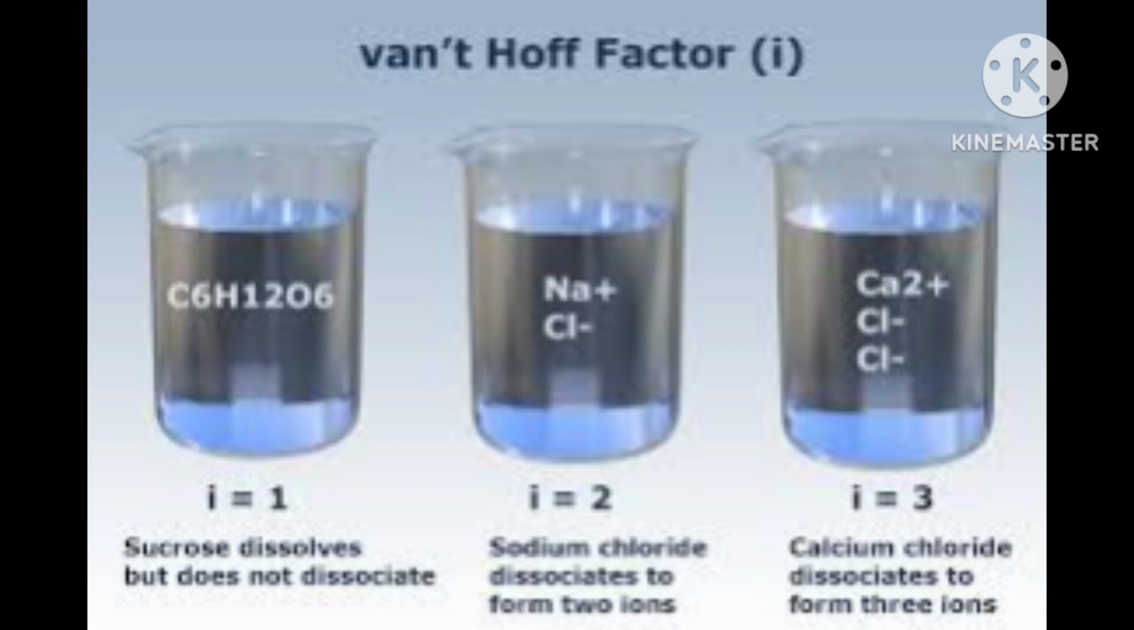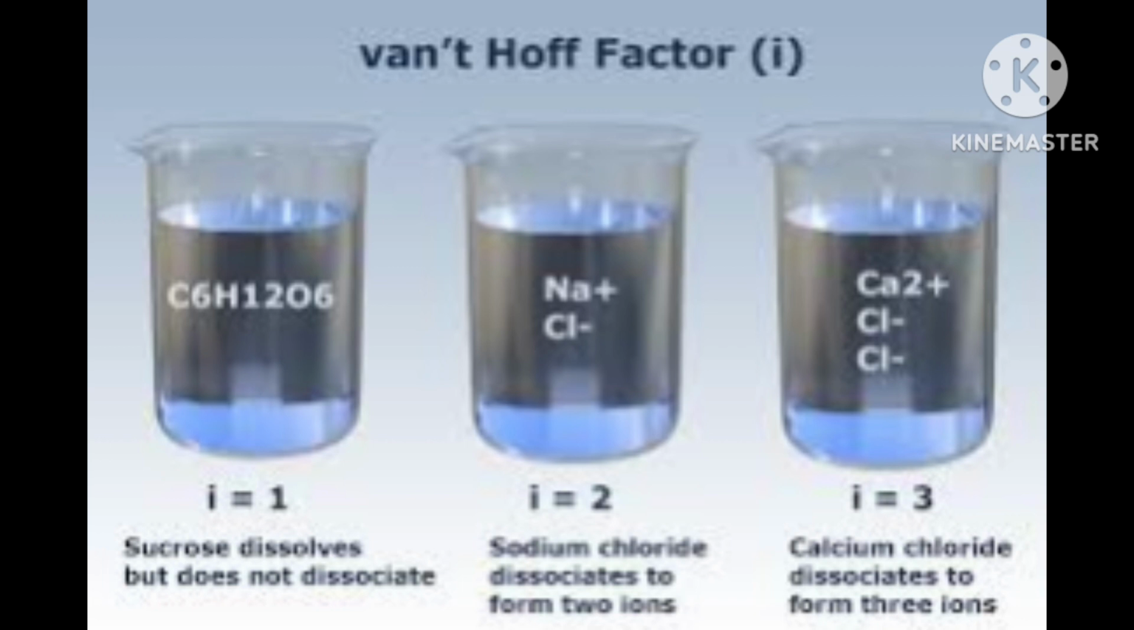Sometimes if it is ionizing into 3 ions, like K2SO4 giving 2K+ and SO4 2-, then factor 3 will come. If 2 ions are there, like KCl or NaCl, then factor 2 will come. So the van't Hoff factor i can be defined as normal molar mass divided by abnormal molar mass, and i can also be defined in terms of colligative properties.